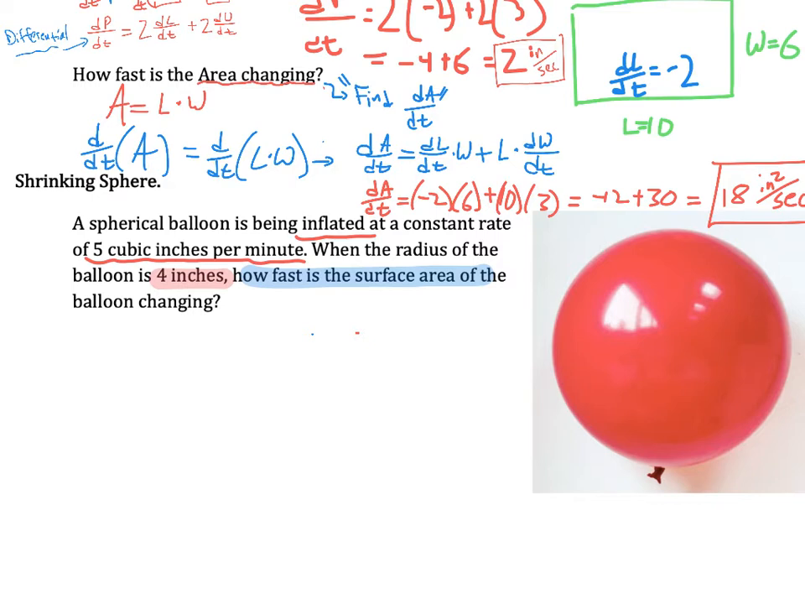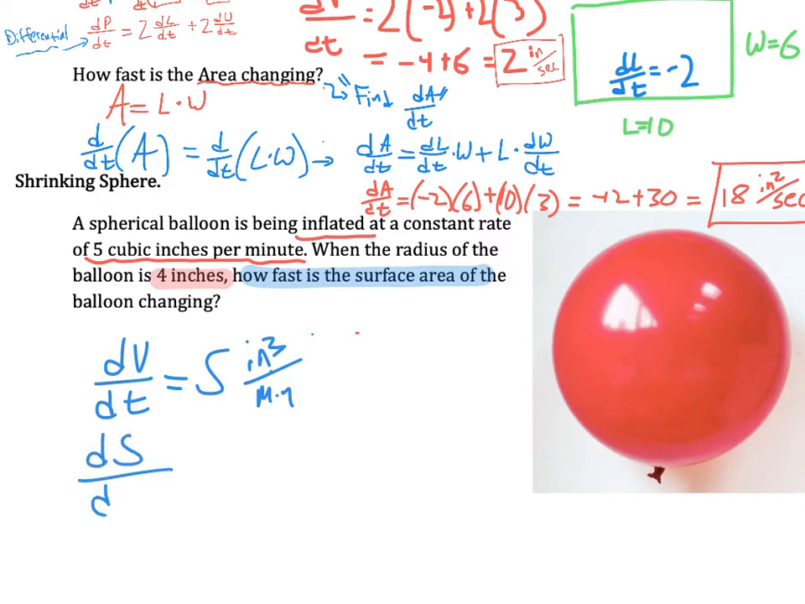We know it's being inflated at a rate of 5 cubic inches per minute. Cubic inches is volume, so that's a change in volume. dV/dt, the change in volume, is 5 cubic inches per minute. We're trying to find the surface area, dS/dt. We don't know what that is. That's what we're trying to find here. Gotta be careful with 5's and S's. They look a lot alike.